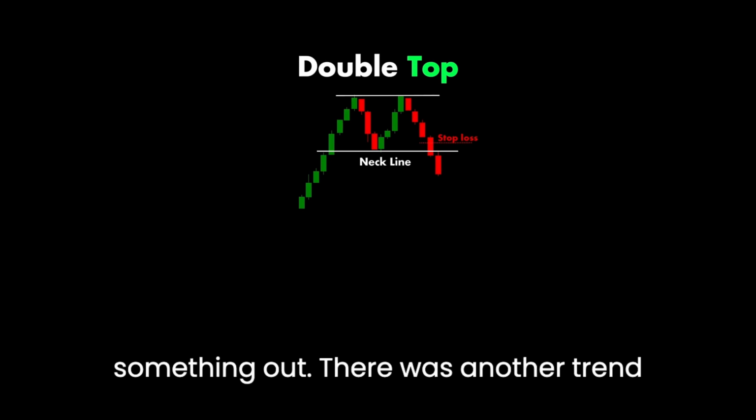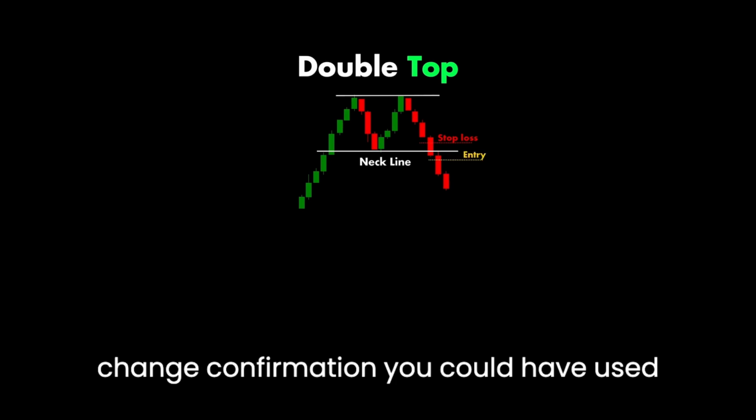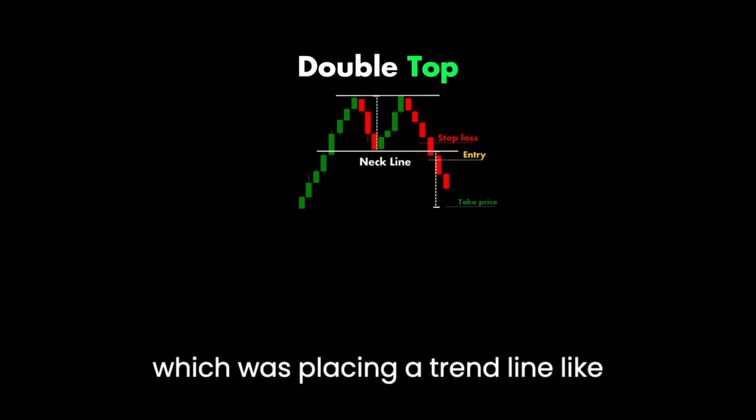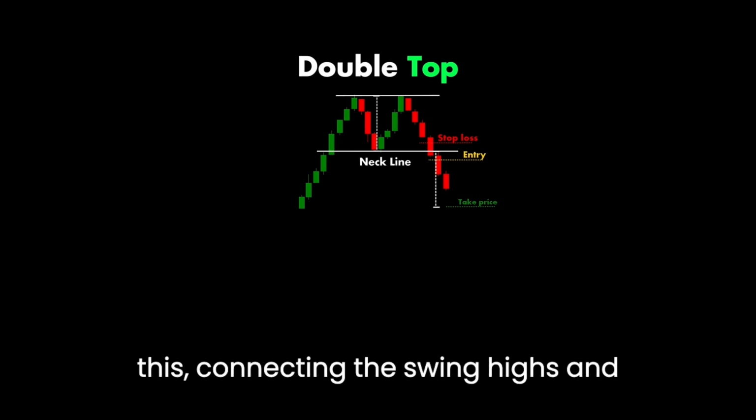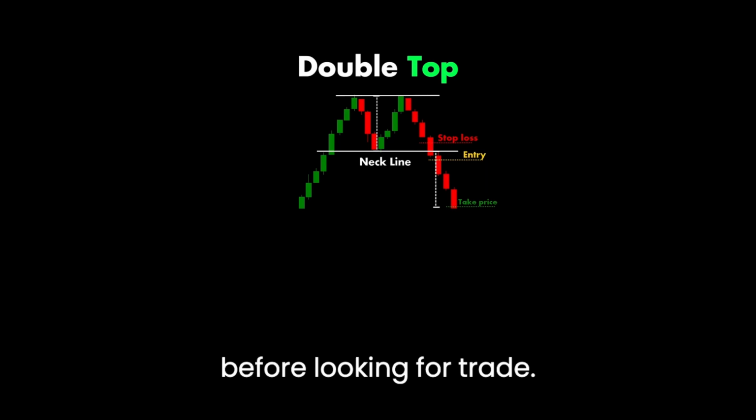Now to point something out, there was another trend change confirmation you could have used, which was placing a trend line like this connecting the swing highs, and again waiting for the breakthrough before looking for trade entries long.